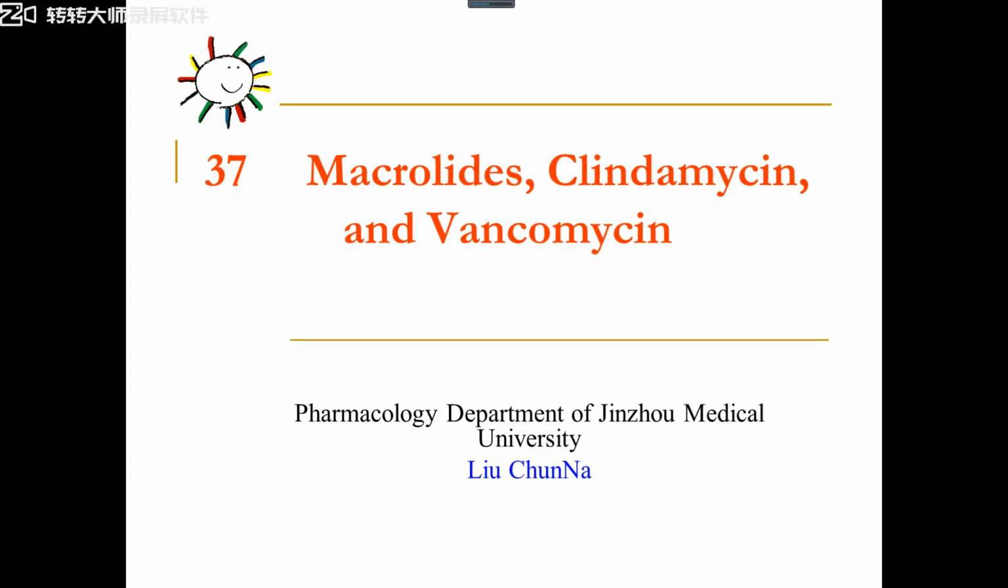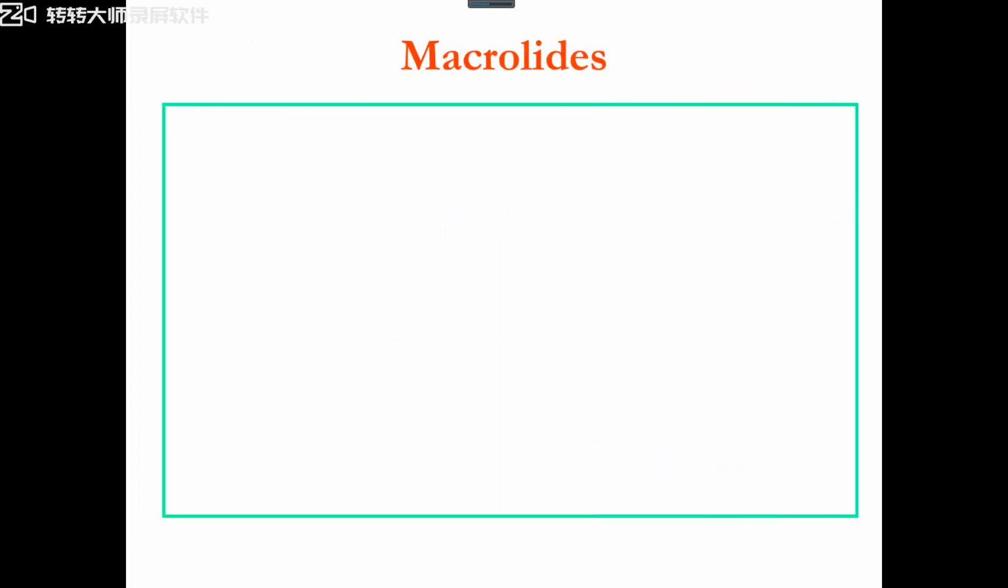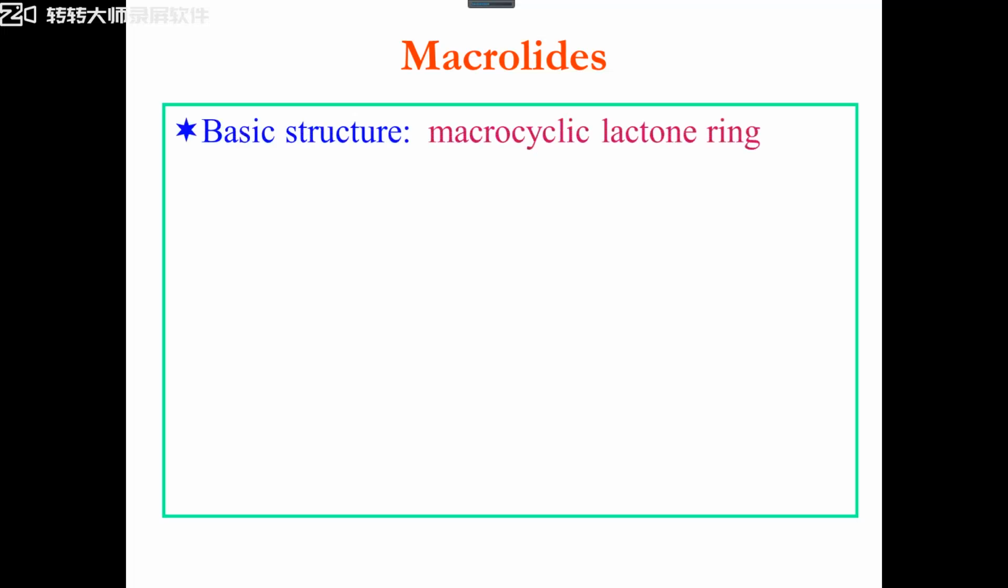This class, we will continue to study the antibiotics. We will study macrolides, clindamycin, and vancomycin. Okay, so the first kind, macrolides. These drugs have a basic structure with a macrocyclic lactone ring. For example, the prototypical agent is erythromycin, so we call them macrolides. Another name is erythromycins.